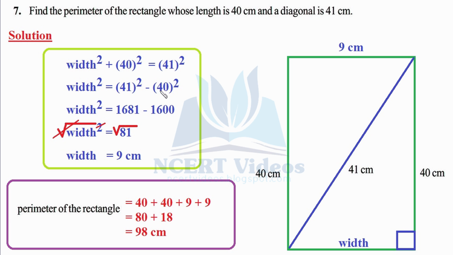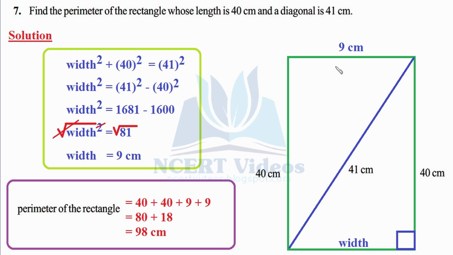Now width square, you do it in your rough space, it gives you 1681, that is 41 into 41. This is simple, 4 4s are 16, fix 2 zeros, 1600. Subtraction is also simple, 1681 minus 1600 gives you 81. Now this cancels out, we have told you earlier why it cancels out. Width equals root 81, you know very well, 9 into 9 gives you 81. Therefore, this is 9, this is 9 as well.